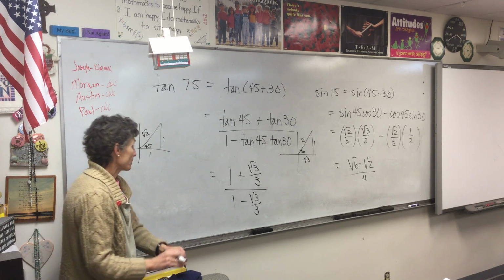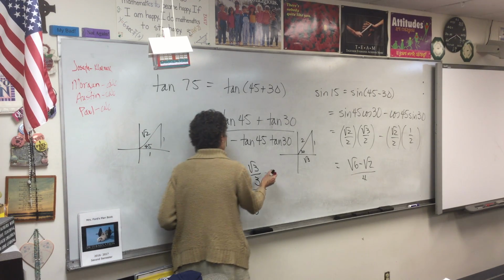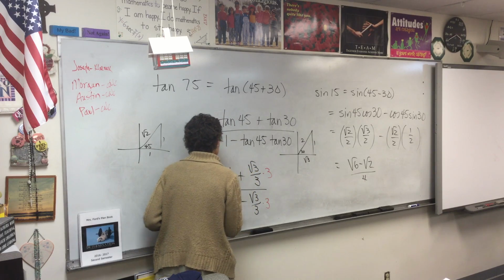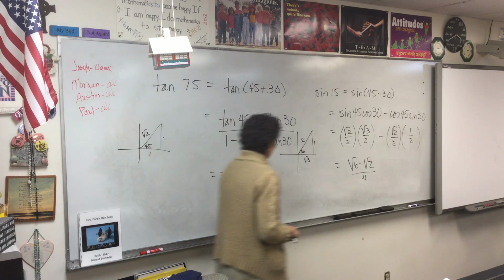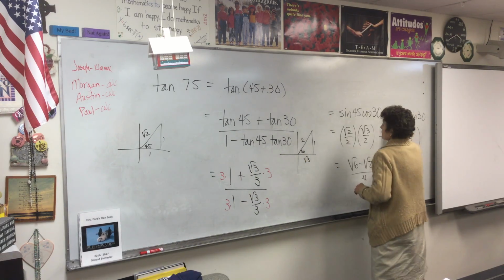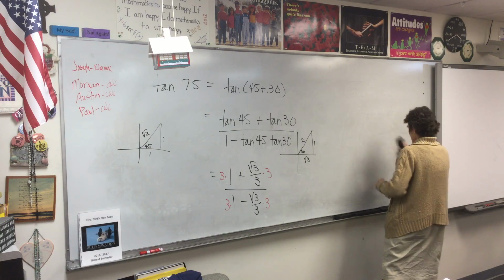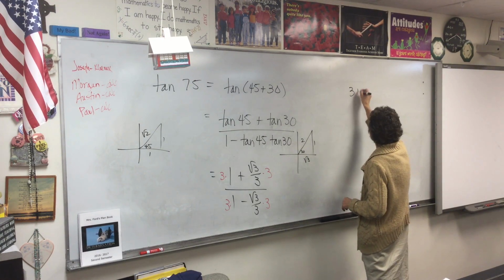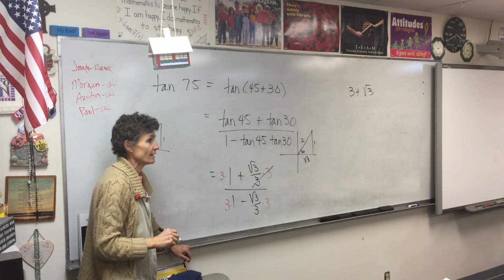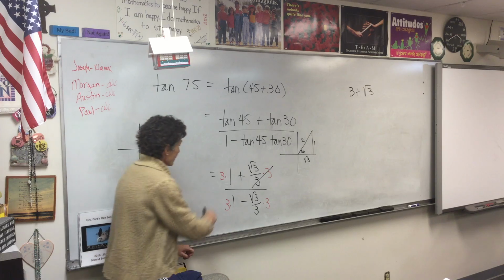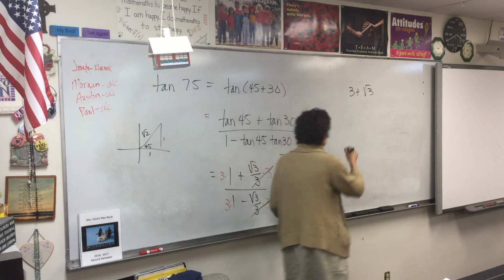So I'm going to multiply everything by 3. You can do whatever you want, but this is what I recommend. So now I'm going to have 3 plus root 3. Remember, kids, the reason you did this is to cancel those. That's why you did it. So you have 3 plus root 3 over 3 minus root 3.